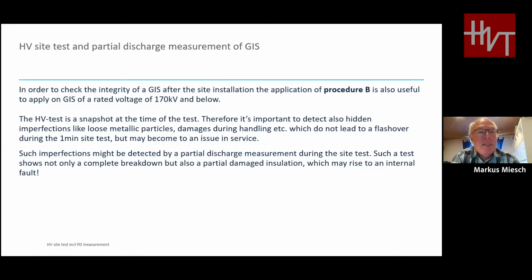The high voltage test is a snapshot at the time of the test. Therefore, it's important to detect also hidden imperfections, like loose metallic particles, damages during handling, etc., which do not lead to a flashover during the 1 minute site test, but may become an issue in service. Such imperfections may be detected by a partial discharge measurement during the site test. Such a test shows not only a complete breakdown, but also a partially damaged insulation, which may give rise to an internal fault.